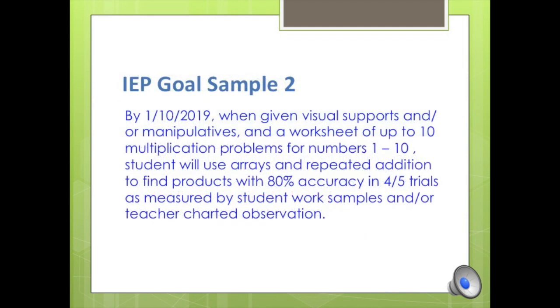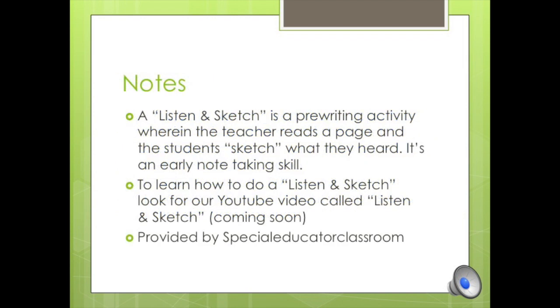Okay, let's look at it all together. By January 10th, 2019, when given visual supports and/or manipulatives and a worksheet of up to 10 multiplication problems for numbers 1 through 10, student will use arrays and repeated addition to find products with 80% accuracy in 4 out of 5 trials, as measured by student work samples and/or teacher-charted observation. And that's it.